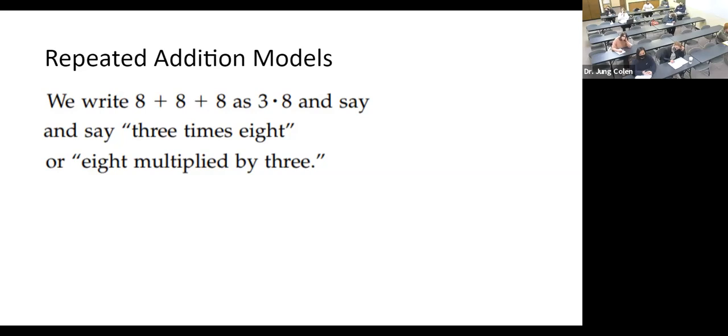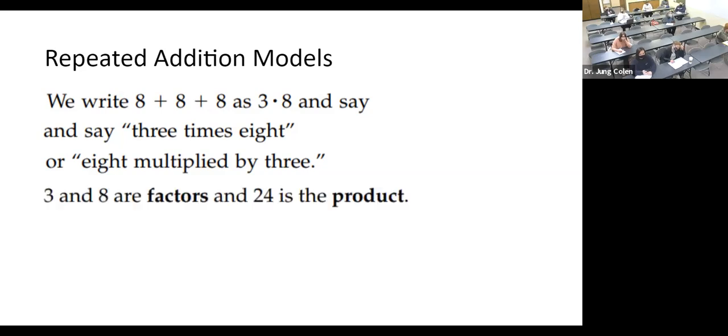What is the C called? The product. Okay, very good. So 3 and 8 are the factors, okay, and 24 is the product.